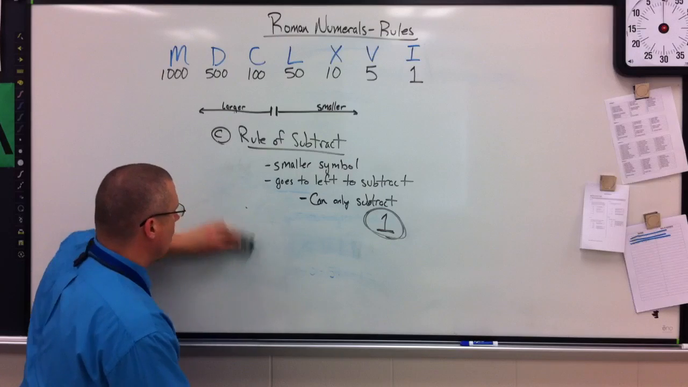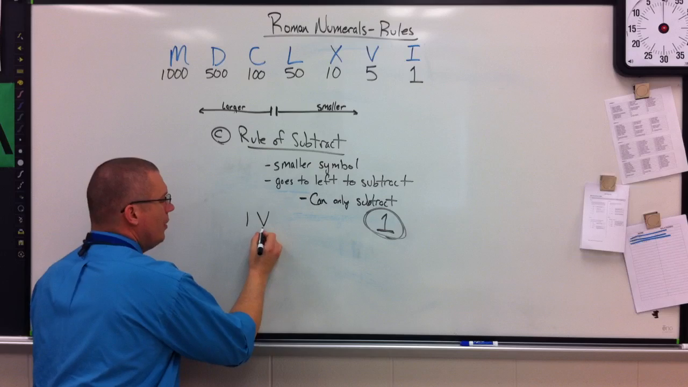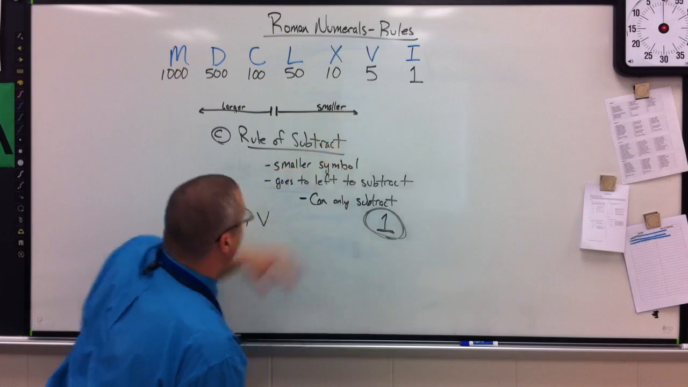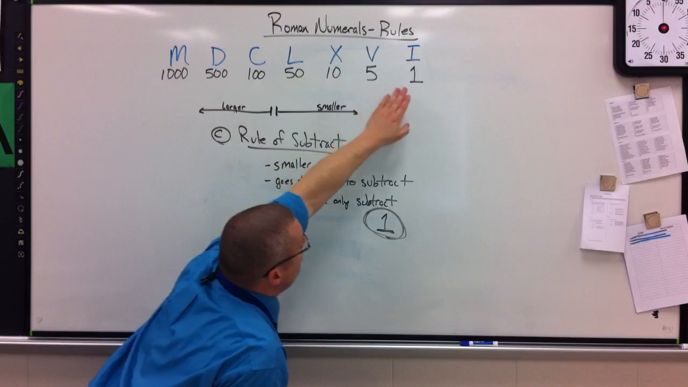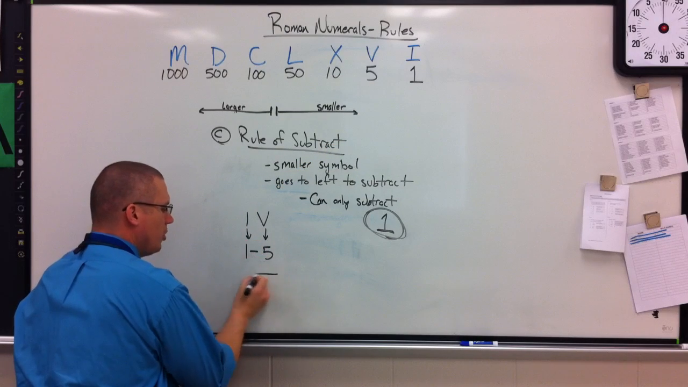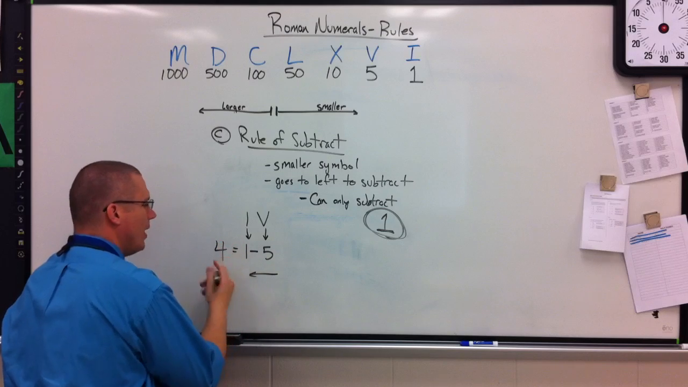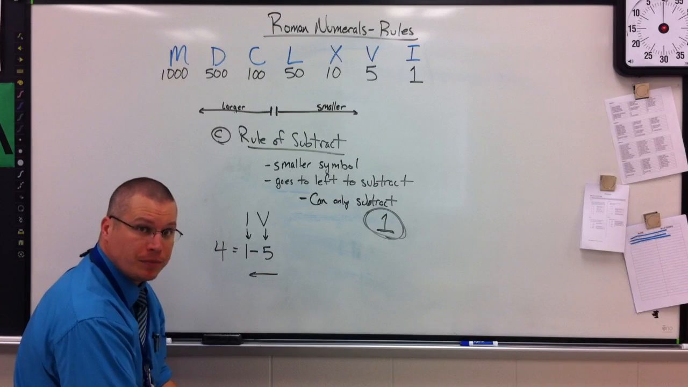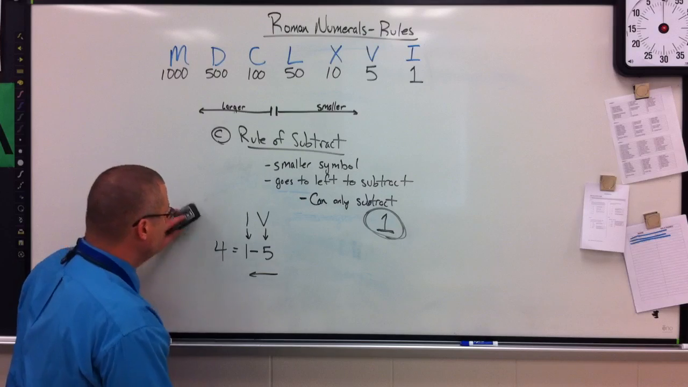One more example, the most common one is IV. V is the bigger symbol, it's a 5. The smaller symbol comes before it, which is subtraction. I is worth 1. Subtract from right to left. 5 minus 1 is 4, and that's what we know as 4. Okay?